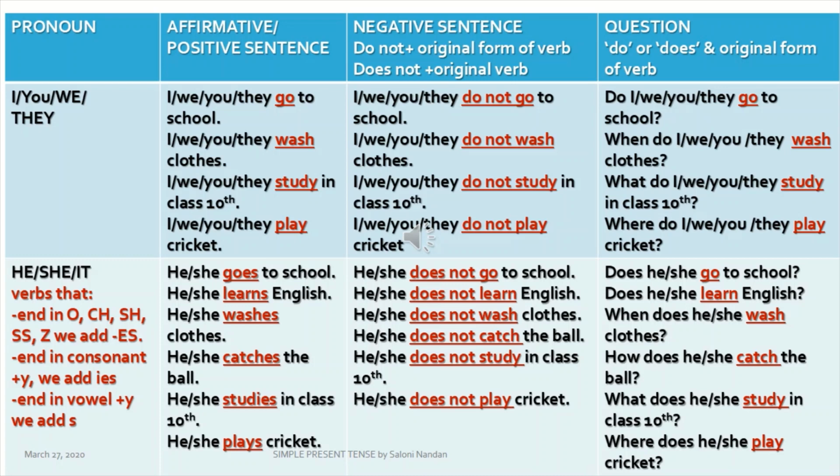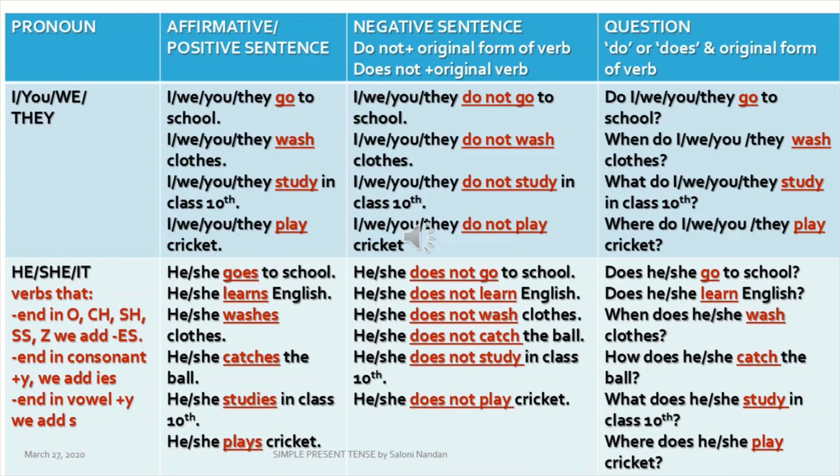There are a few rules. Verbs that end in O or CH or SH or SS or Z, we add ES to those verbs. For example, he, she goes to school. Here the verb is go. To make it present tense, we add ES to it because it ends with O. Let's look at another example.